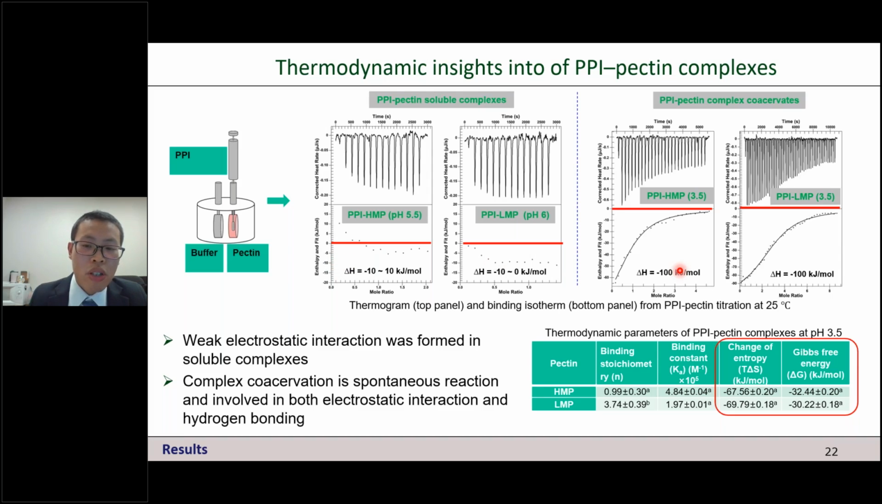On the contrary, the formation of complex coacervates exhibited much higher reaction enthalpy, delta H, manifesting strong molecular interactions between PPI and pectin. Additionally, this table shows thermodynamic parameters of complex coacervates at pH 3.5, which is calculated from the binding isotherm. The relative values of T delta S and Gibbs free energy delta G indicated a spontaneous interaction nature between PPI and pectin. Both hydrogen bonding and electrostatic interactions were involved in interactions.